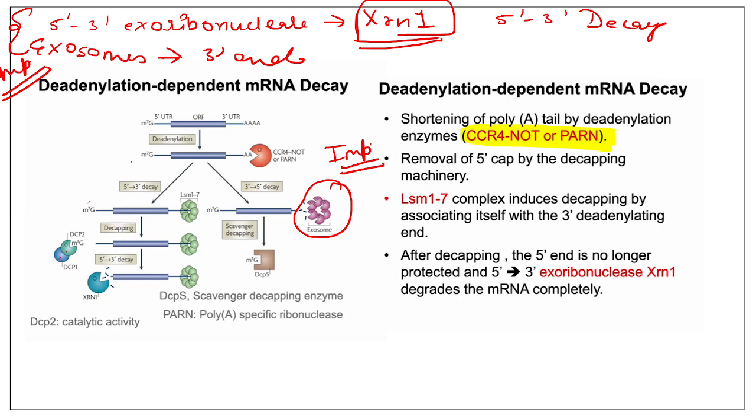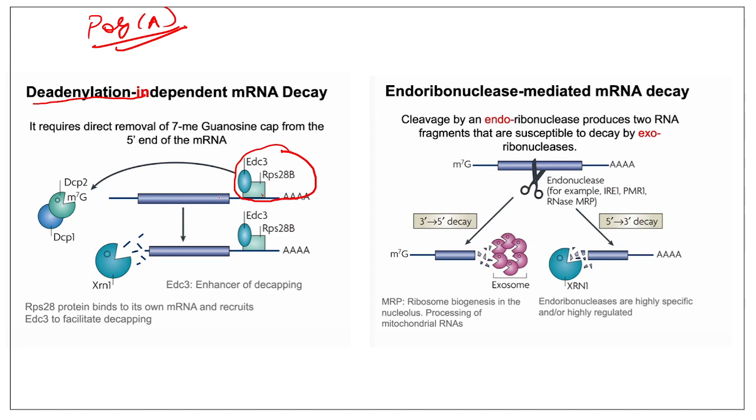So in the previous case, the coming of the decapping machinery was induced because the poly A tails were removed and some other proteins eventually came and sat at the 3' end. But here the decapping machinery is coming because these proteins are coming and sitting at the 3' end. But in either case, the decapping machinery remains the same. It will come and bind, and it will facilitate XRN1 to come and chop off the mRNA from the 5' end. Okay.